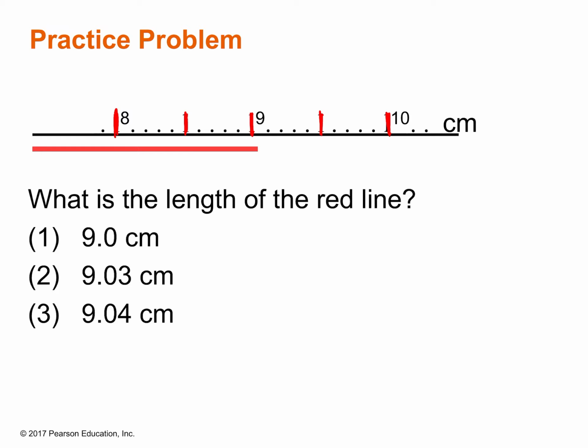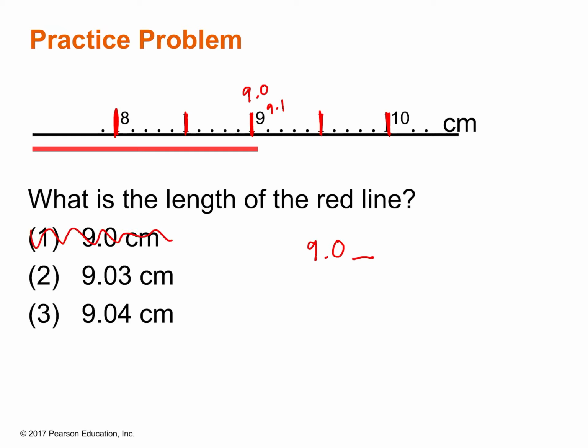Okay, so thinking about this, in looking at the red line, it looks like it is between the 9 and the 9.1. So it's somewhere between 9.0 and 9.1, which means it needs to be 9.0 something, right? Because we're always going to estimate one digit past what we have a line for.